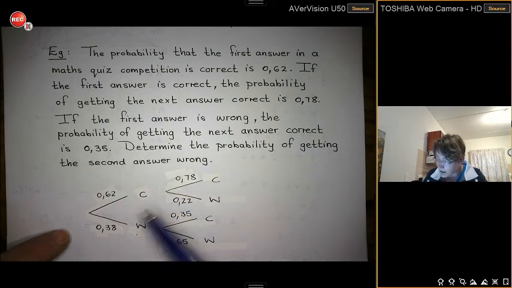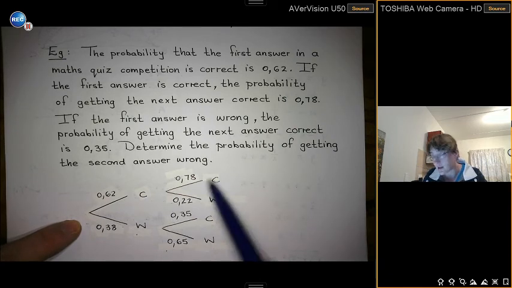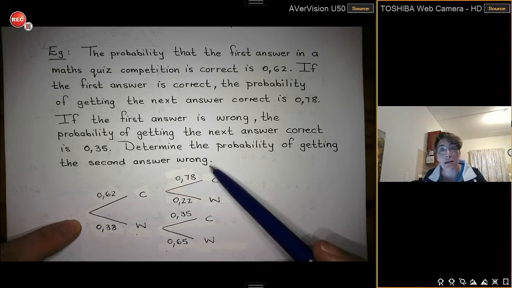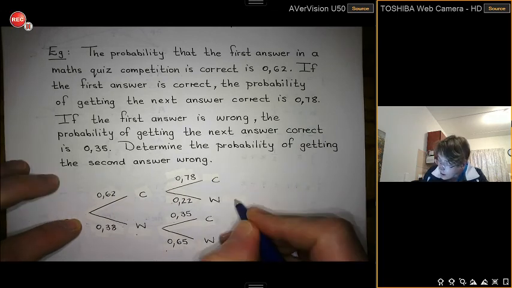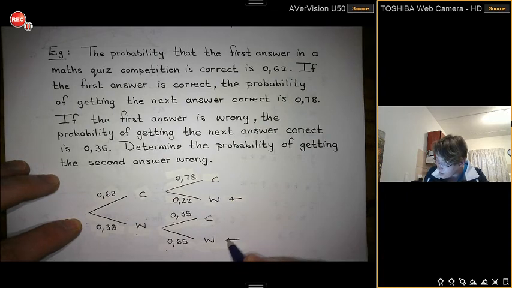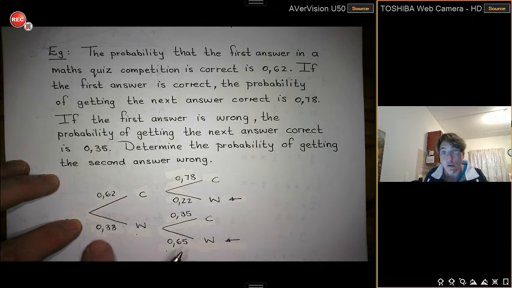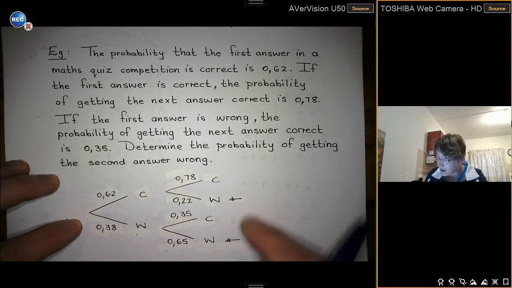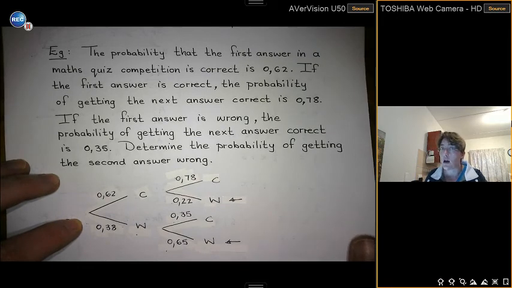And when I say multiply, I mean this one where I say getting the first answer correct and so multiply getting the second answer correct. So the moment I fix these probabilities, I'm allowed to multiply. Okay, right, now the question says determine the probability of getting the second answer wrong. So getting that second answer wrong, I can get the first correct and the second wrong, or first answer wrong and second one wrong. So that's my and, and this is my or. And please remember, when I say and, I multiply, and when I say or, I add.